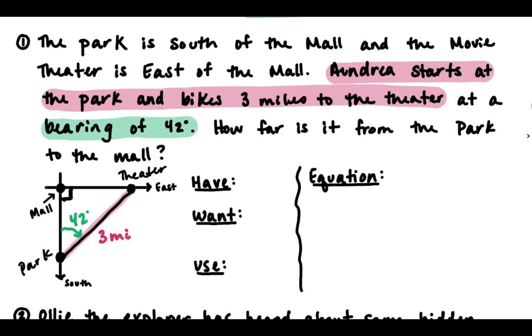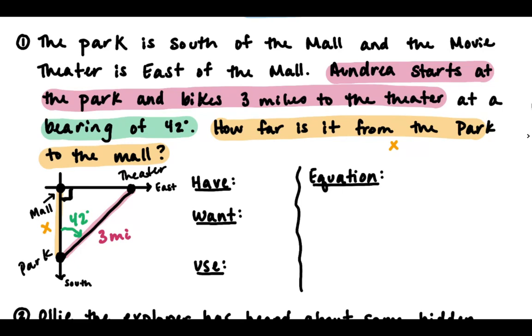Okay, and then here's our question. How far from the park to the mall? So that's our missing side. It's a distance, so I'm going to call that x. On the diagram, I'm going to start at the park and go to the mall. So there's the side that I want. This side is x.